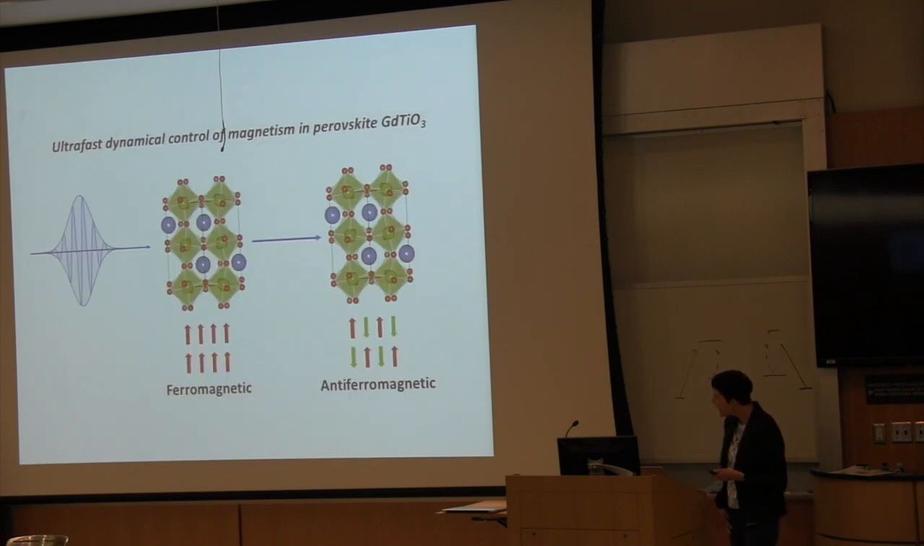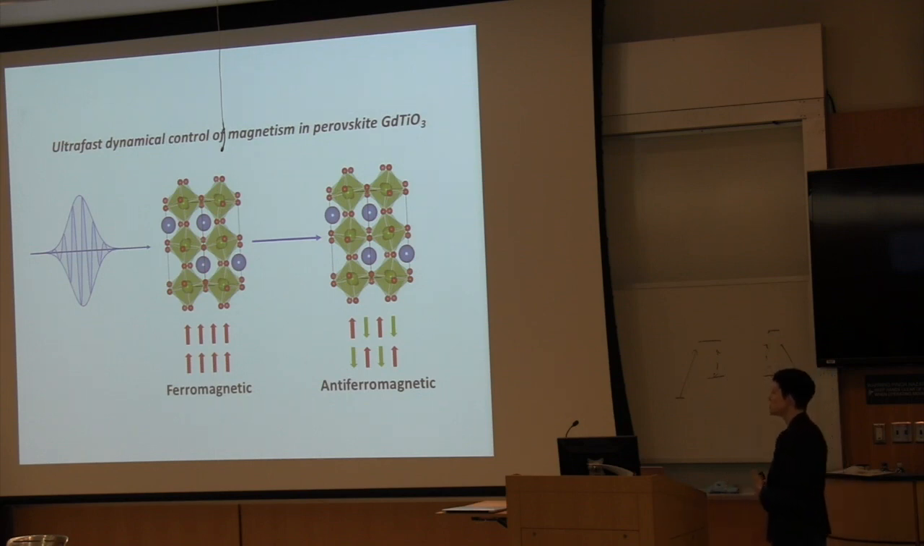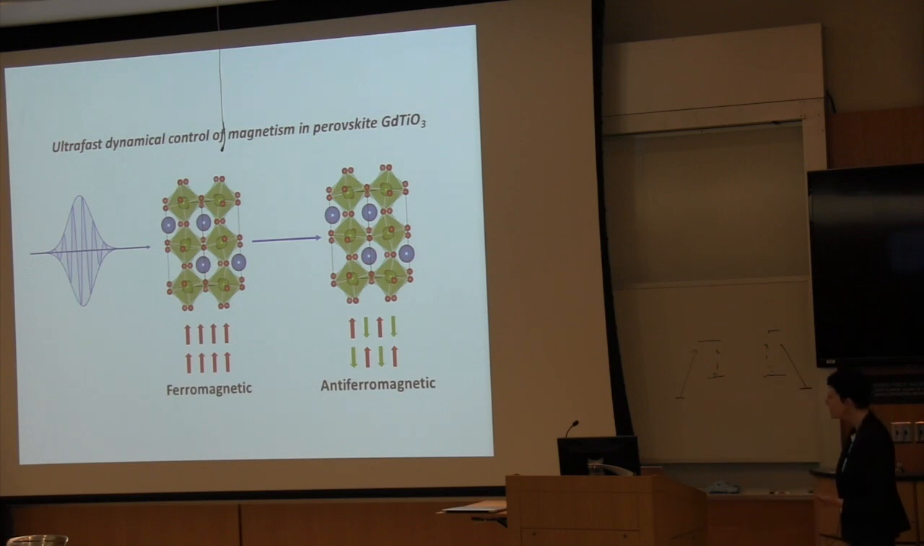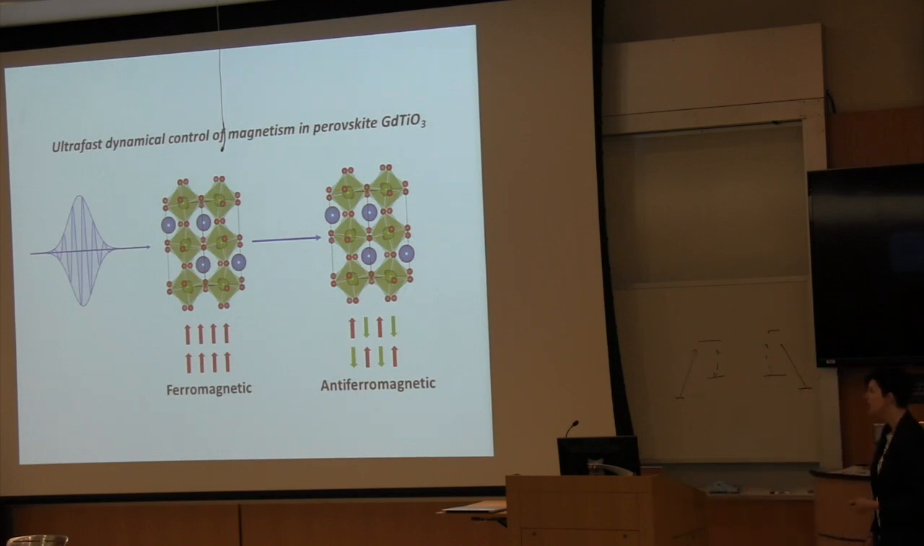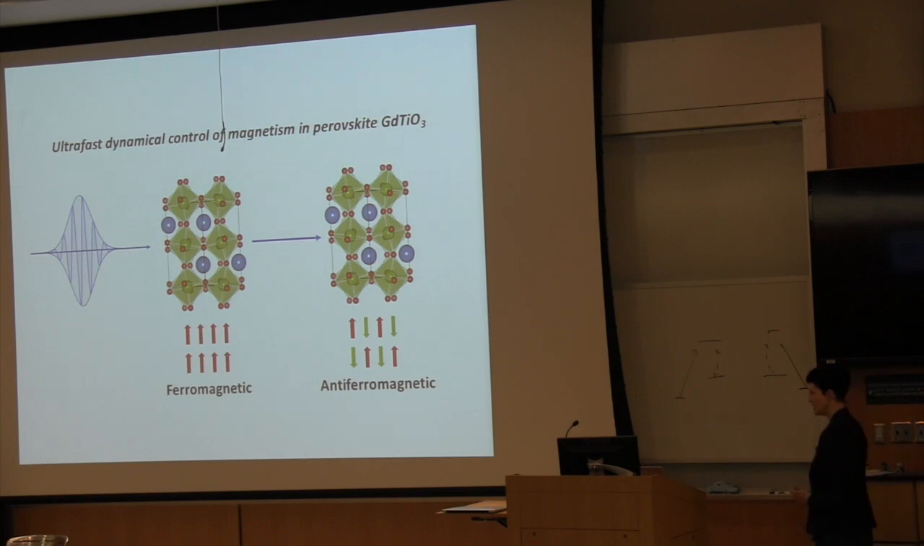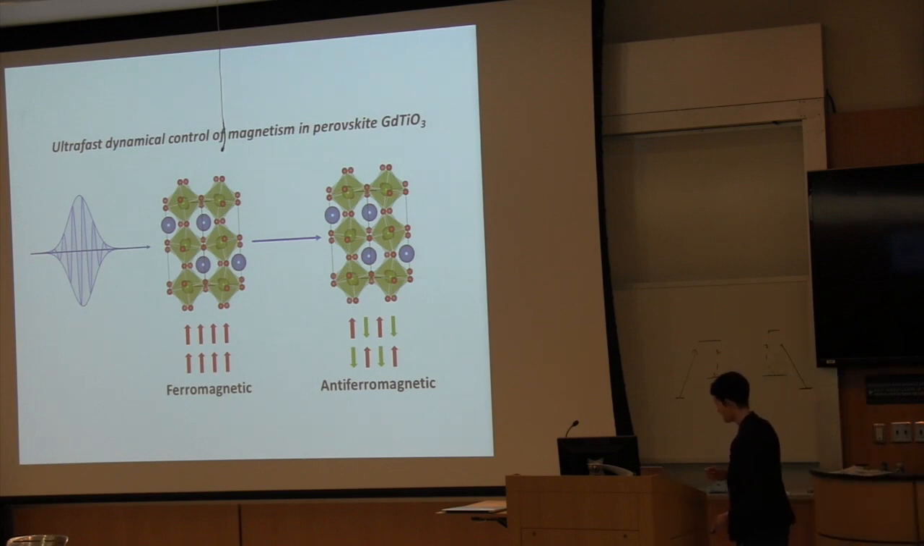What I'm going to show you today is how we can use light to control the properties of perovskites, specifically how we can use light to change the magnetic order or effectively switch off bulk magnetism in a perovskite titanate, gadolinium titanate, which is a ferromagnet in its ground state. So unlike the static techniques that I just mentioned, here we're talking about a short-lived, dynamical response in a non-equilibrium phase.